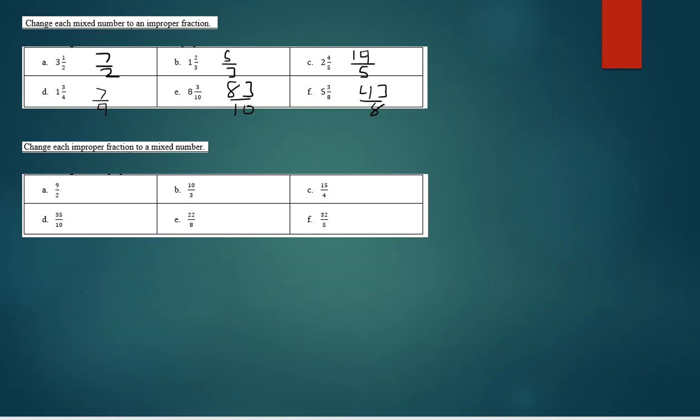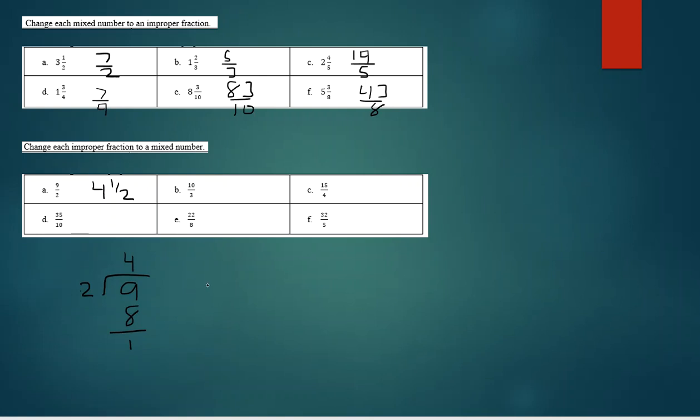Okay, so if we want to change 9/2 into a mixed number, what we do is we take the 9, we divide by 2. 2 goes into 9 4 times. 4 times 2 is 8. 9 minus 8 is 1. So we can write this as 4 and 1 over 2. We can write our remainder over what we're dividing by.